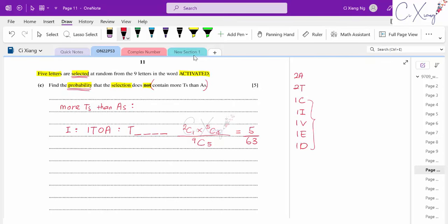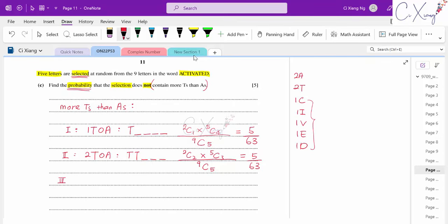So the first case is 1T, 0A. What are the other cases that have more T than A? The second case is 2T and 0A. This is also more T than A. If I have 2T, 0A, then I have 2T here and 3 empty spaces. To calculate the probability, it will be 2C2 multiplied by 5C3. The 3 letters here I take from C, I, V, E, D only, not including A. Divide by the total selection without restrictions, 9C5. So for this case also, I have 5 over 63.